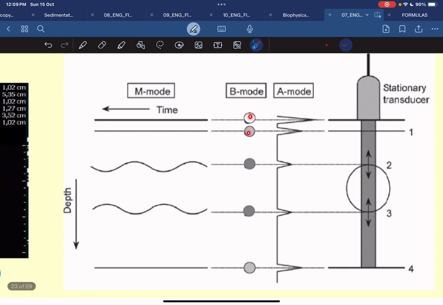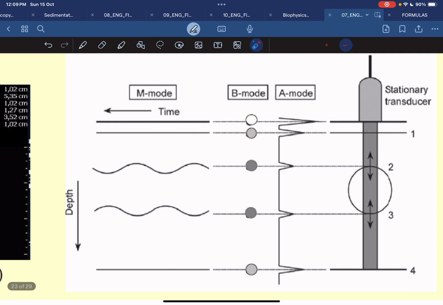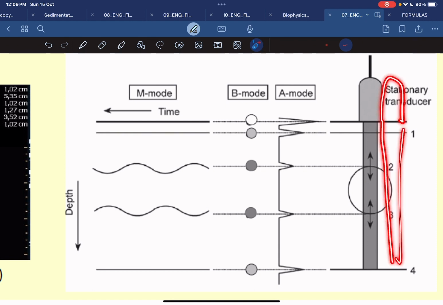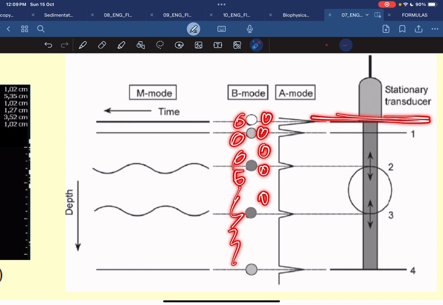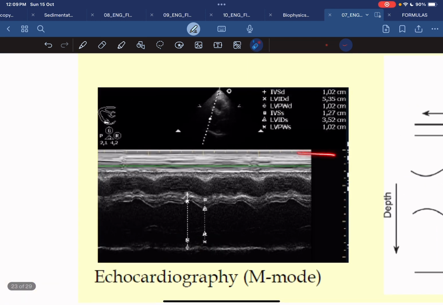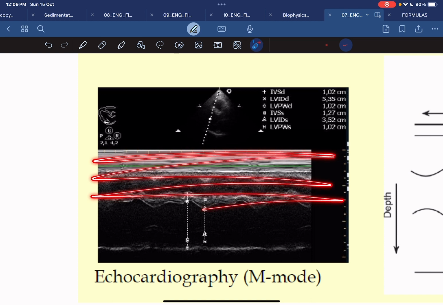But these 5 pixels are not enough to form an image. So what do we do? This is the transducer. We take the transducer over here, and we get its A mode image. Then we move the transducer here, and we get the A mode image and the brightness image for here. Then we form all these pixels. We go all the way across the body and form all these pixels, and when we do that, we get this whole image.